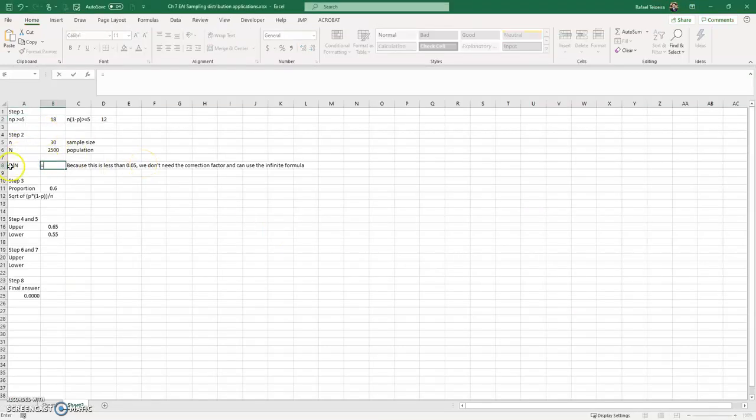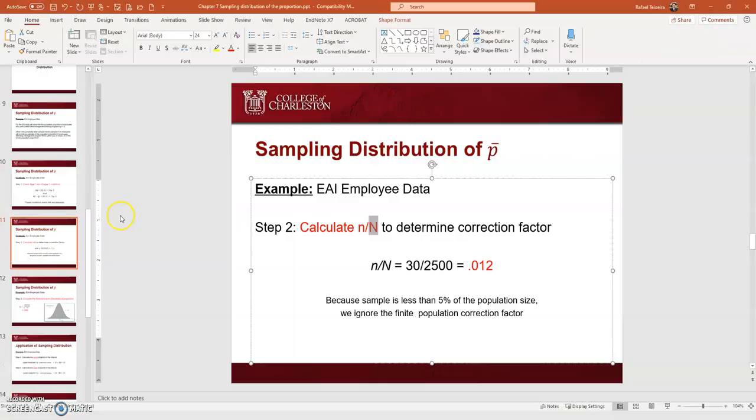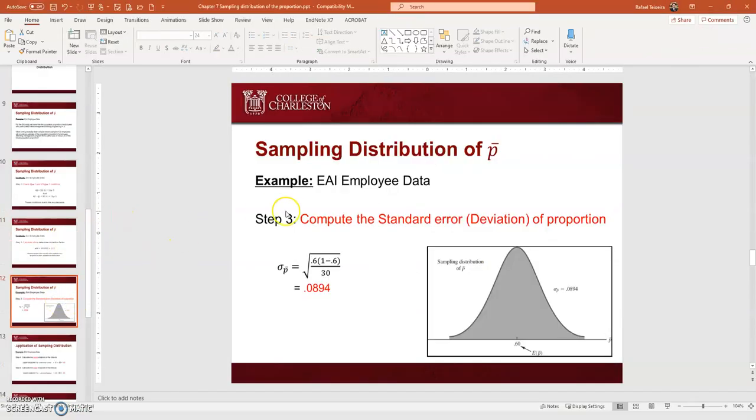We get the sample size 30 divided by the population size 2500, which is 0.012. If you want to use only 2 decimals, you can reduce, and then you can see that this number is less than 0.05. That's our threshold limit. If it is less than 0.05, you can use the infinite formula. Okay, so we're going to use the infinite formula in the next step. We can move on to the next step.